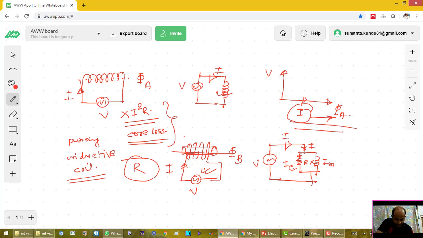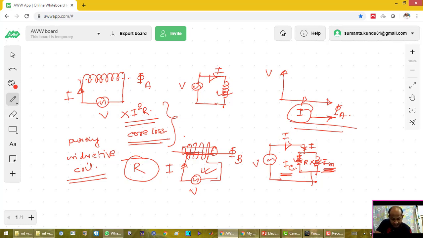Okay, so the main current I has two components, because apart from this inductive reactance, the resistance is also present to represent the core loss, because it is an iron core, it is no more the air core. So the flux phi B is produced because of this magnetizing component of the current. This magnetizing component IM is responsible for the production of the flux, and this IC current represents the core loss. So phi B will be in phase with IM.